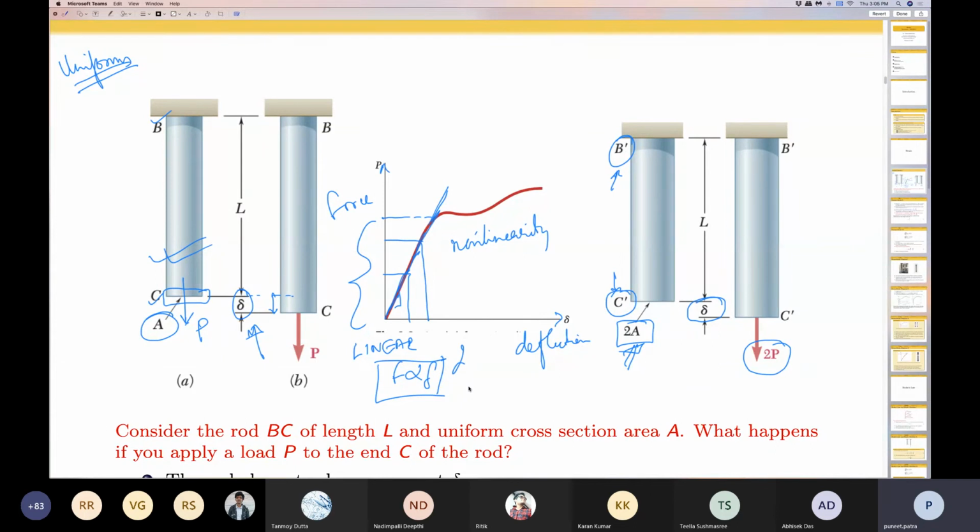So you see, my force displacement curve, force deflection curve, is dependent upon the geometrical parameters of the specimen, which in this case is a circular bar.